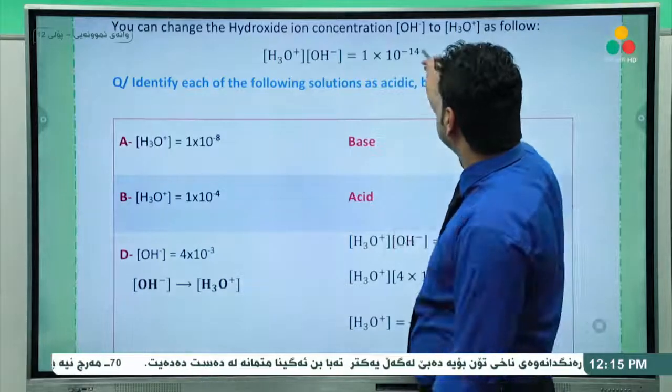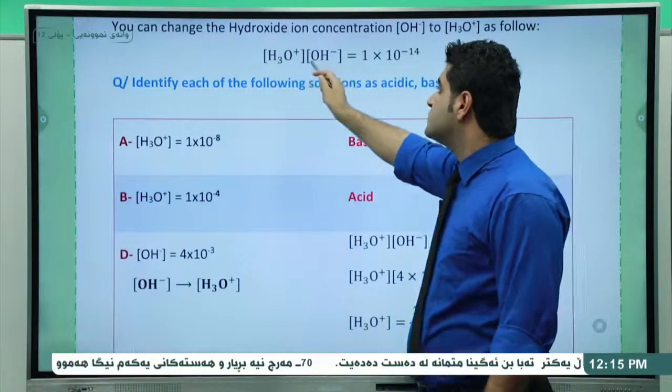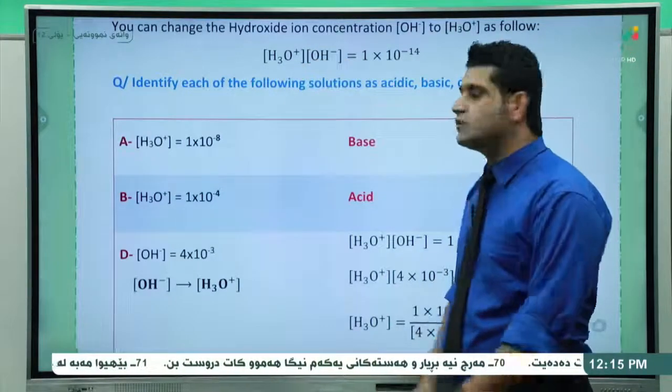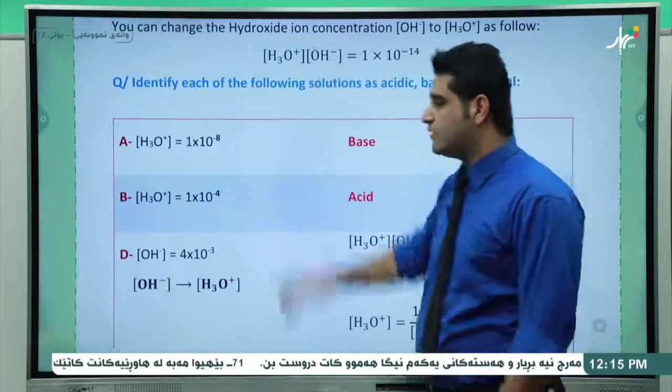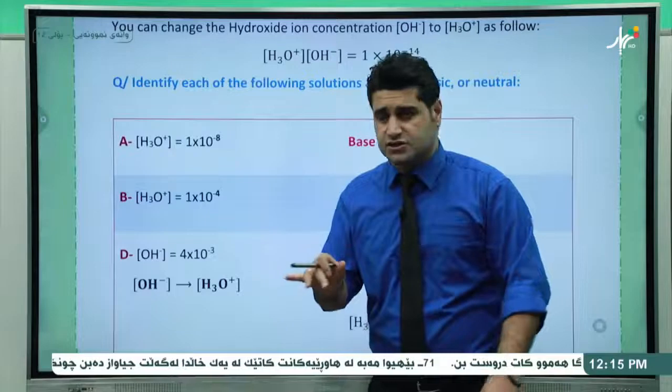Okay, we have the KW equation. This is KW. In case the hydronium ion concentration is known, we can find out OH. Or if OH is known, we can find out the hydronium ion concentration. It's very easy. It's just a mathematical operation.